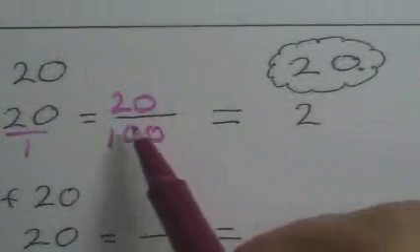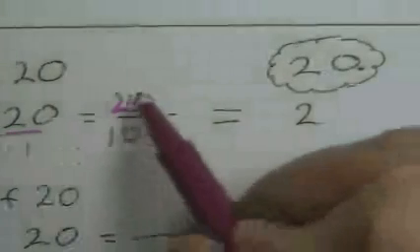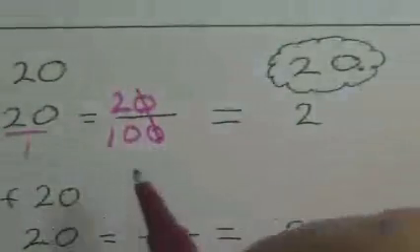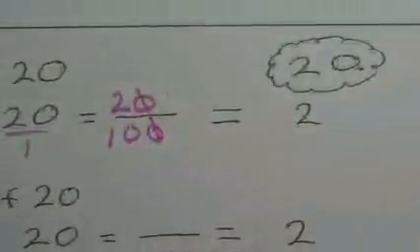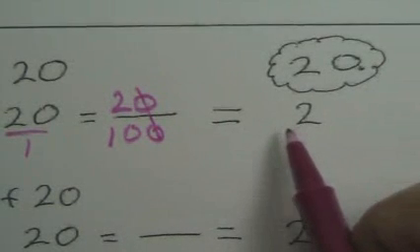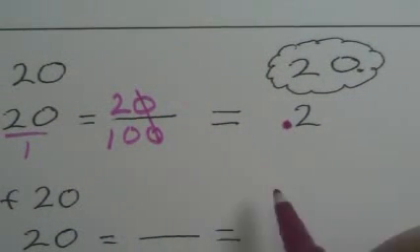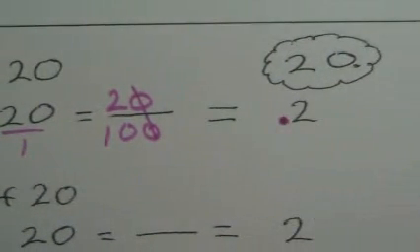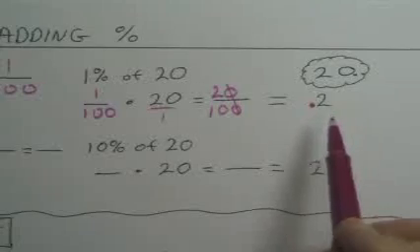And 20 divided by 100, you can see that 10 goes into both of these, so it's 2/10. And how do you write 2/10 as a decimal? The decimal point goes right there. 0.2. That's 2/10. So 1% of 20 is 0.2.